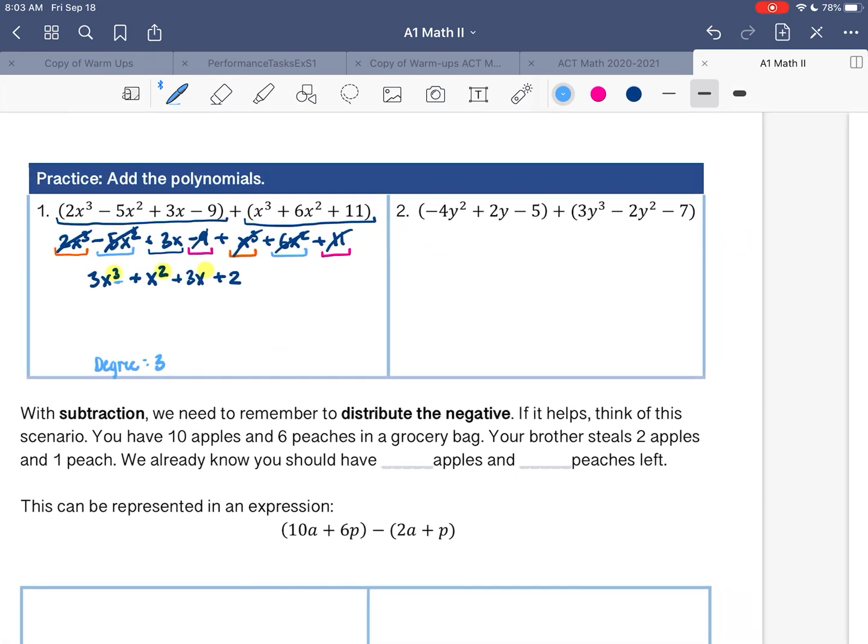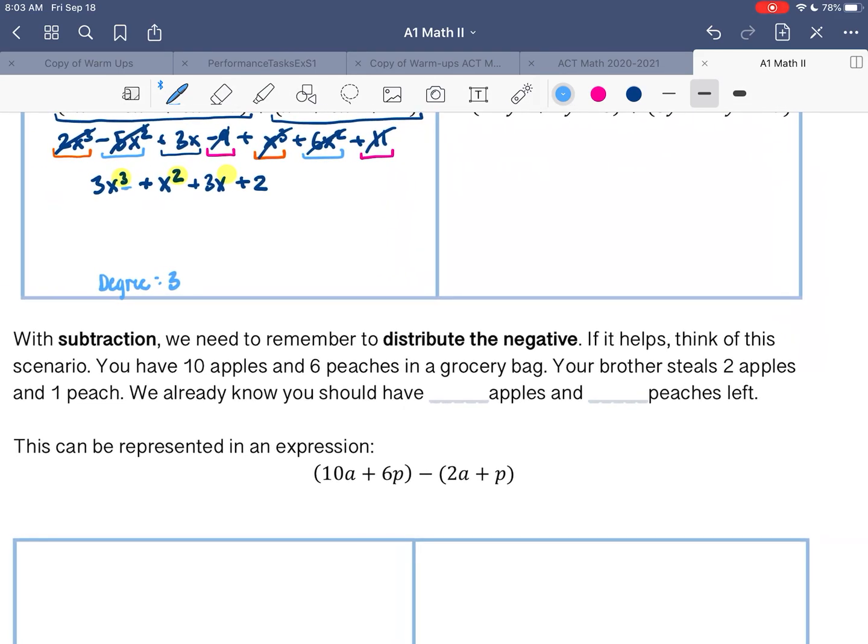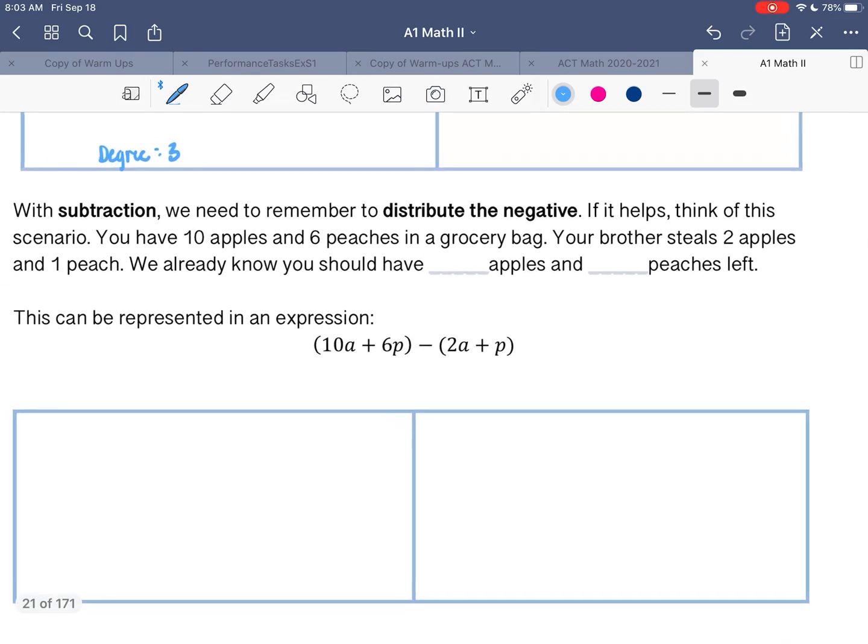I am going to let you do this second example on your own or with the help of the notes. And let's talk about subtraction. So with subtracting polynomials, we will need to distribute a negative. And this is honestly something that everyone forgets to do, and so this is a really good thing to practice.